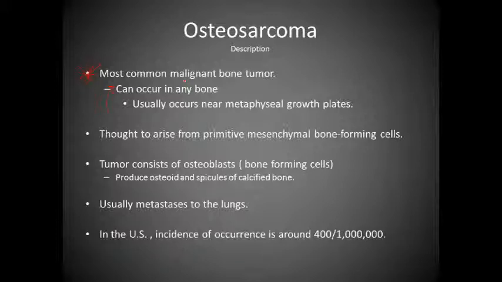It's thought to arise from the primitive mesenchymal bone-forming cells. So it is thought to occur from bone-forming cells that somehow become malignant in nature. The tumor consists of osteoblasts, which are bone-forming cells. You need to know that there are osteoclasts and osteoblasts. Osteoblasts form bone. Osteoclasts, on the other hand, are in charge of breaking bone down.